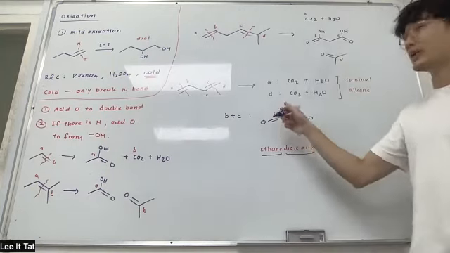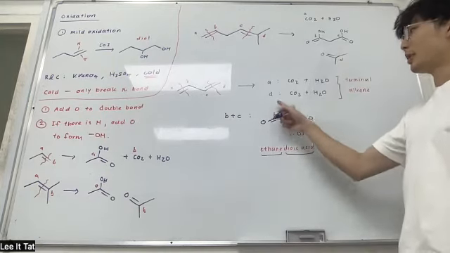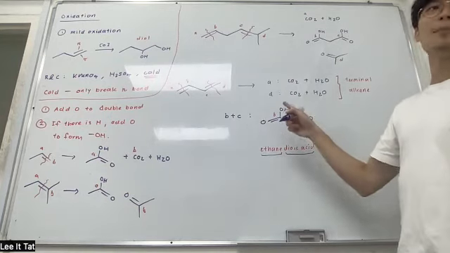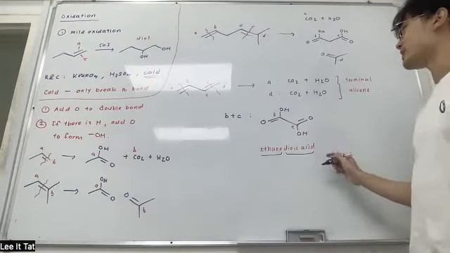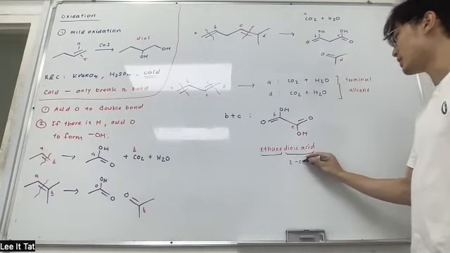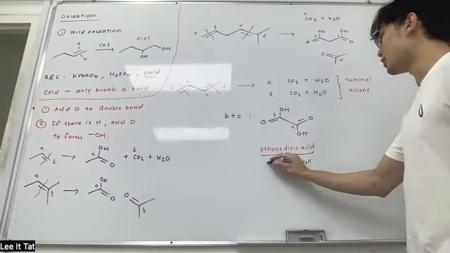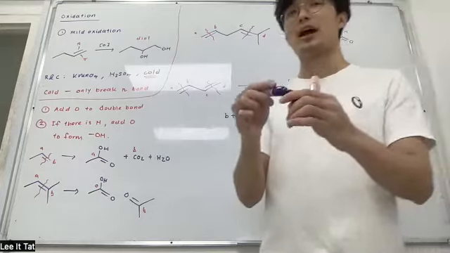Yes, there's two. What's this functional group called? Double bond O and OH. It's called a carboxylic acid. So dioic acid just means two carboxylic acids. Ethane because there are two carbons. Each carbon happens to be a carboxylic acid.